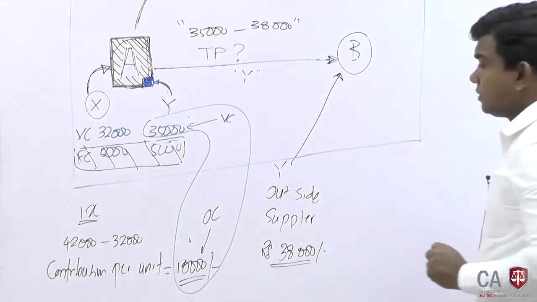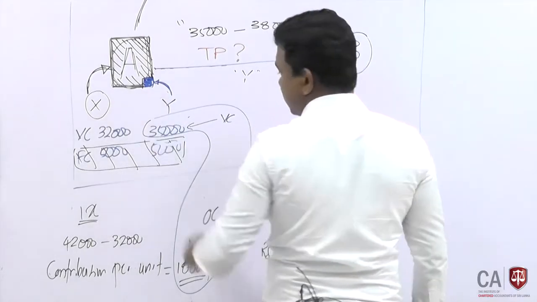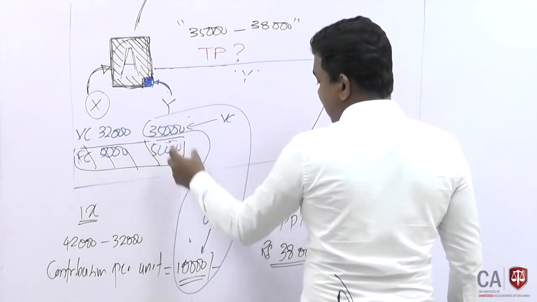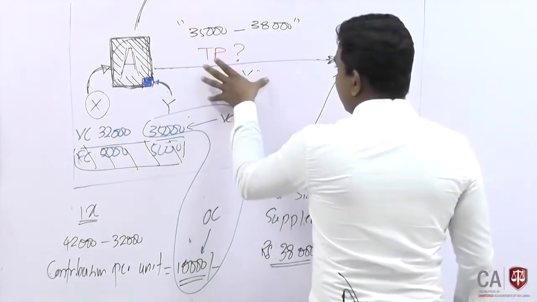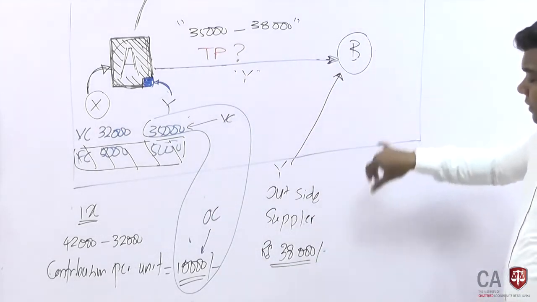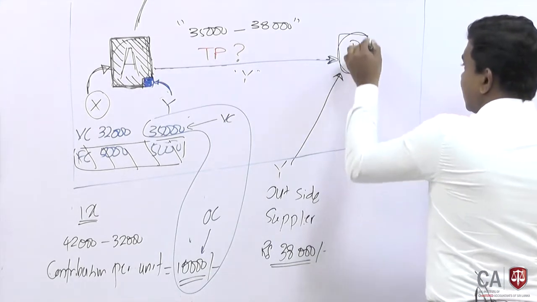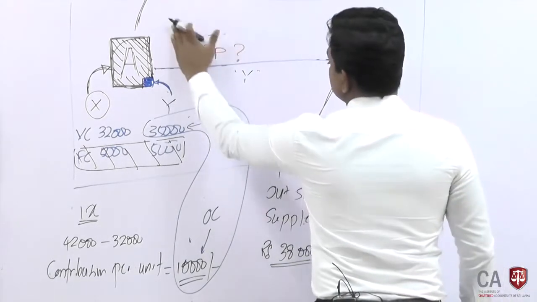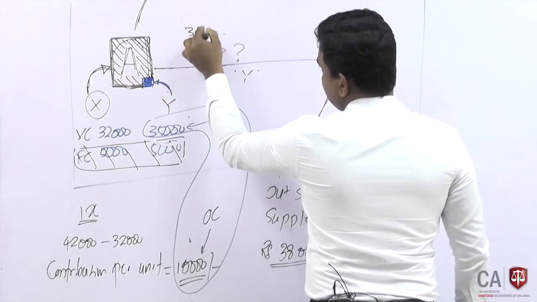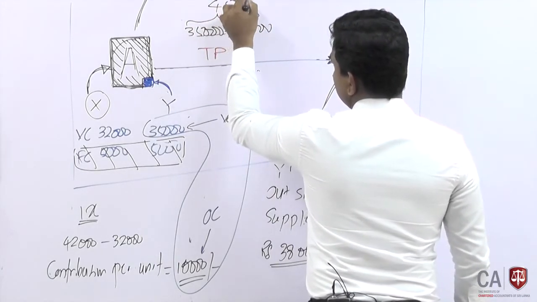Moving to the whiteboard, if A produces 1 unit of Y, they will sacrifice 1 unit of X, so variable cost plus the opportunity cost of not selling 1 unit of X means this should be transferred at 45,000. But B can purchase it from outside at 38,000. Therefore, it is cheaper to buy product Y from outside at 38,000 rather than purchasing at variable cost plus opportunity cost, that is, a total of 45,000.